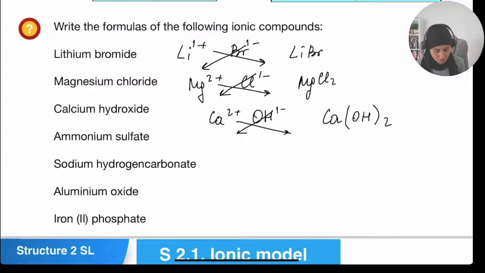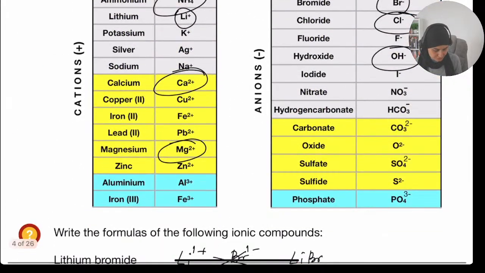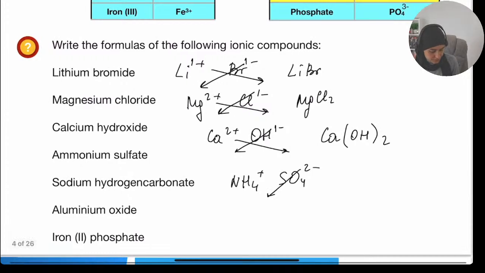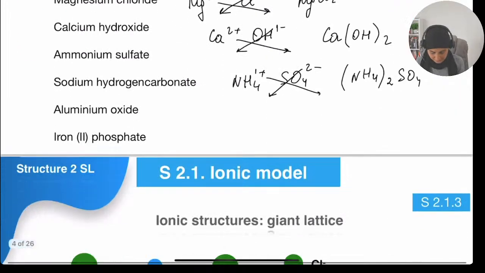I'll explain again. Let's do ammonium sulfate. Ammonium is NH4 plus. Sulfate is SO4 2 minus. The entire SO4 has a 2 minus charge, right? So 2 goes to NH4, 1 goes to SO4. And again, NH4 plus is polyatomic, with many atoms, so I have to put the brackets: (NH4)2SO4. Good. I hope it's fine. Next.